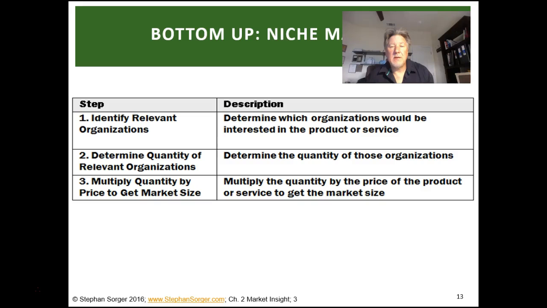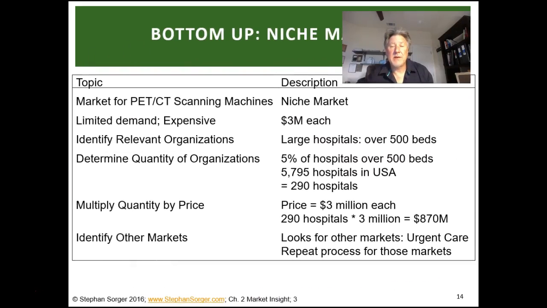For the niche market, what we need to keep in mind is identification of relevant organizations, determine the quantity of those relevant organizations, and then multiply the quantity by the price to get the market size. So that's the stepwise process that you should be thinking about. So here's an example. We're looking at these PET-CT scanning machines. These are very expensive. They're $3 million each.